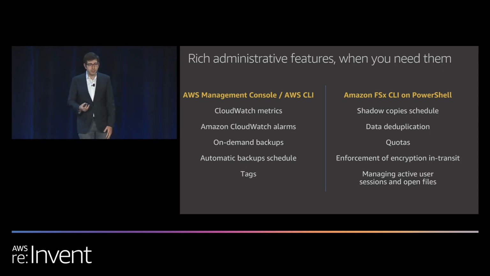And we also have a CLI that we've created for FSX that allows you to configure additional details about your file system via PowerShell. And so you can, for example, set schedules for shadow copies. You can configure information about data deduplication. You can set up quotas. You can choose whether you want to enforce encryption in transit. So there's a bunch of these kind of features and configurations that you can set up through our CLI. And we'll get into details about that, and Daryl will actually show some of that as well.